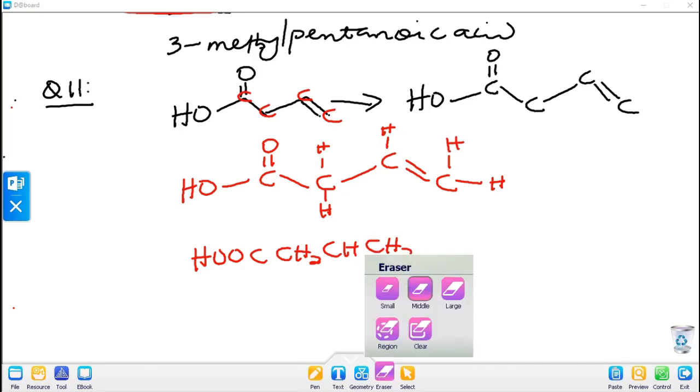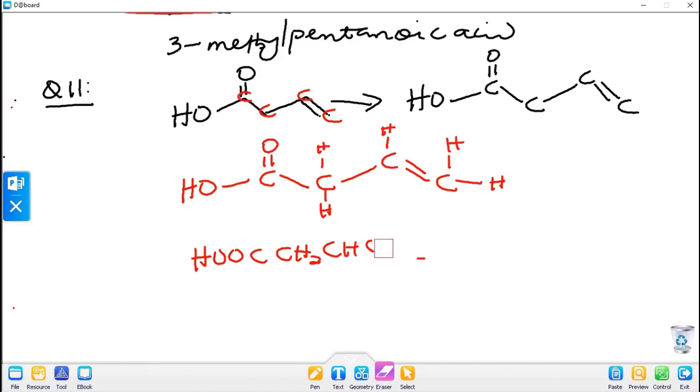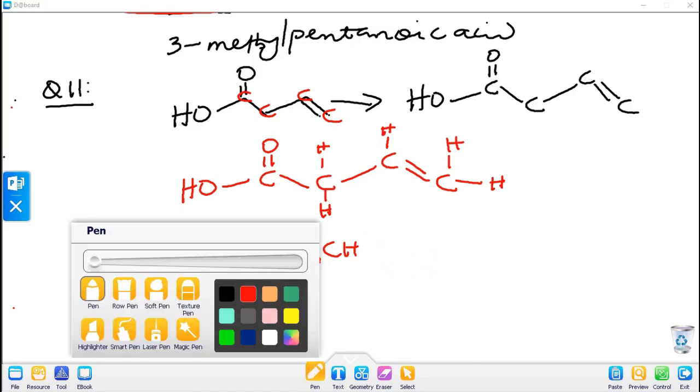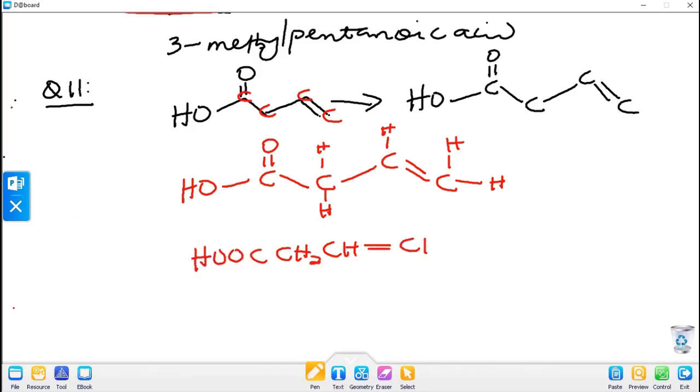Or you have to indicate the presence of the double bond. There is H, and then there is a double bond there. Double bond CH2. So that is it. You see that? So this is the compound.